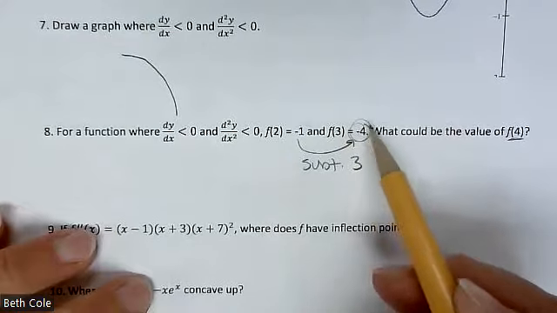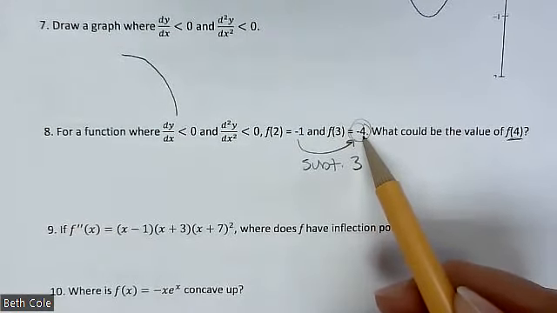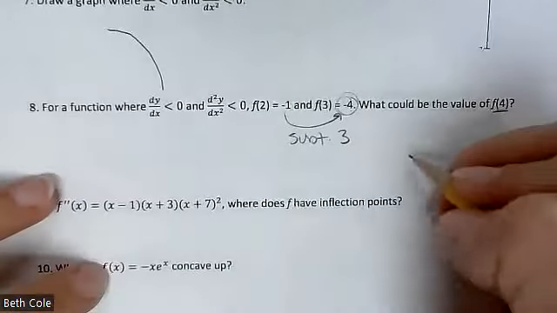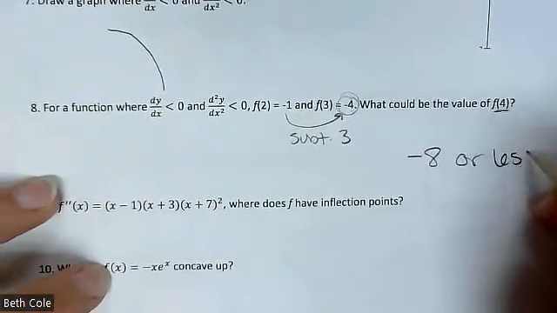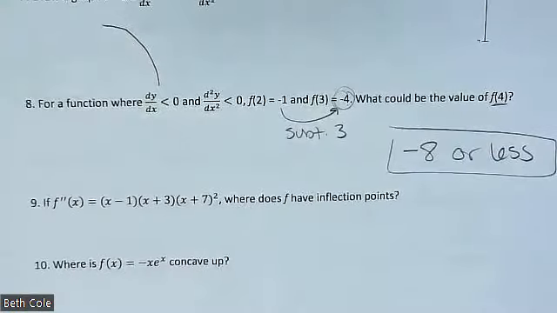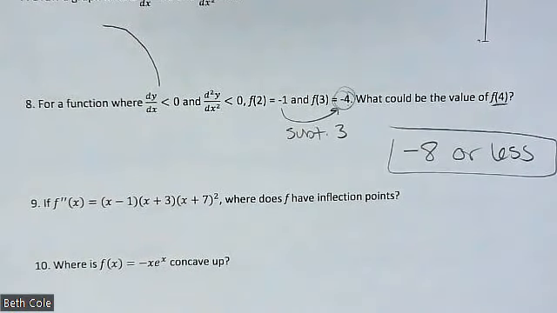So from -4, if you subtract 3, -7, not good enough. It needs to be -8 or less. You could subtract more, but you have to subtract more than 3. It's decreasing faster, faster. Think of jumping out of an airplane. Okay.